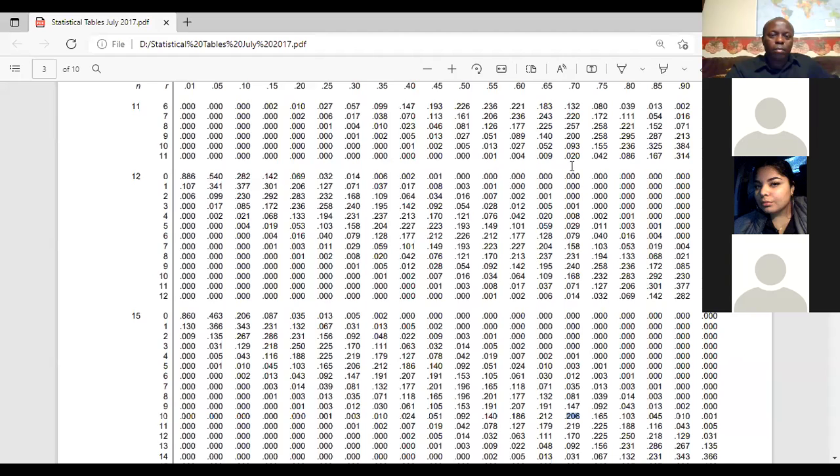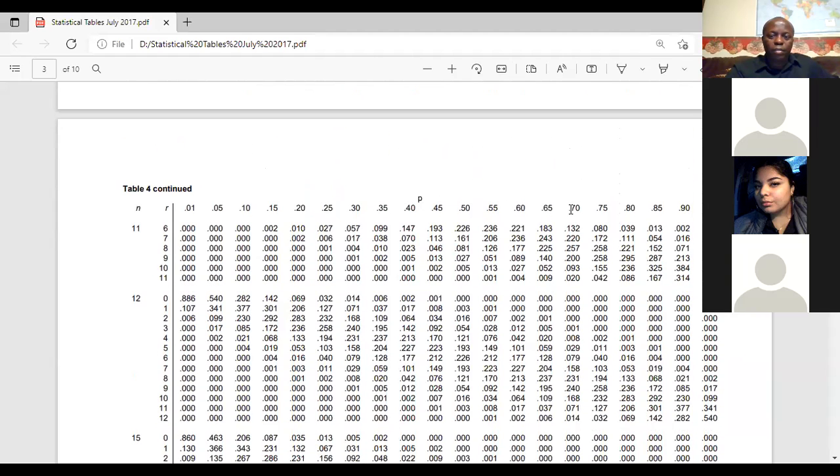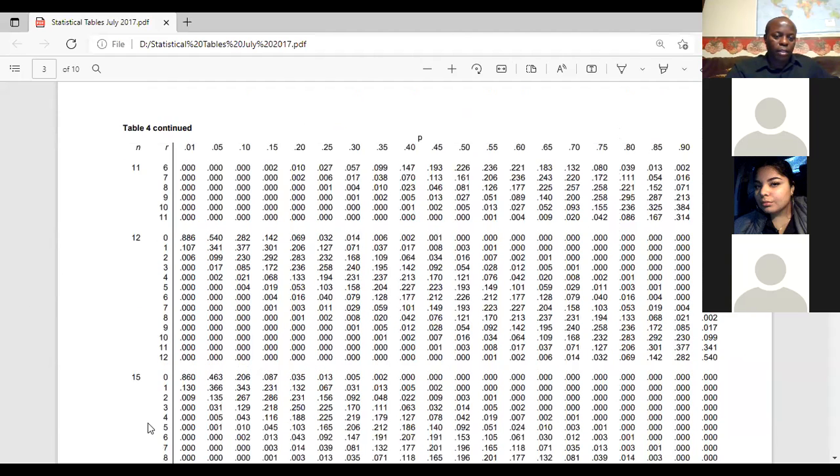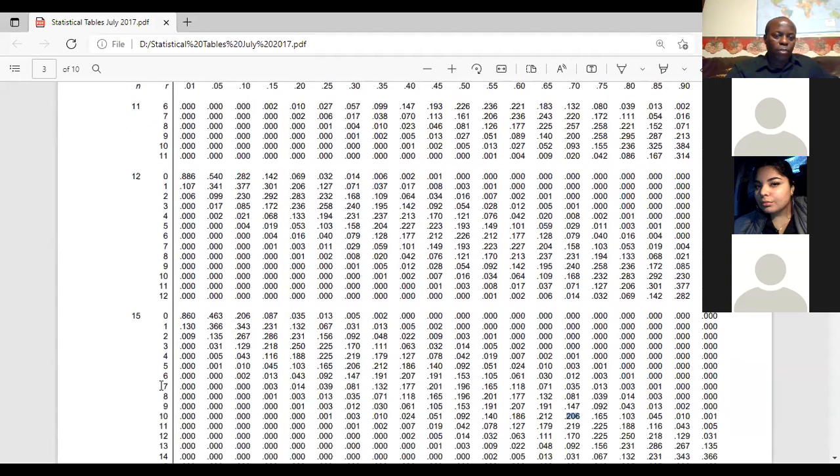This is your P right here. P is 0.7. And this is the N, 15. And this is your X for 10. You go from 0.7 all the way down to 15, which is here. From 15, you go to 10. So look at the 10 right here. Then you go under 0.7 right here. You can see right there. That gives you the answer right away. So that's what I wanted to show you.